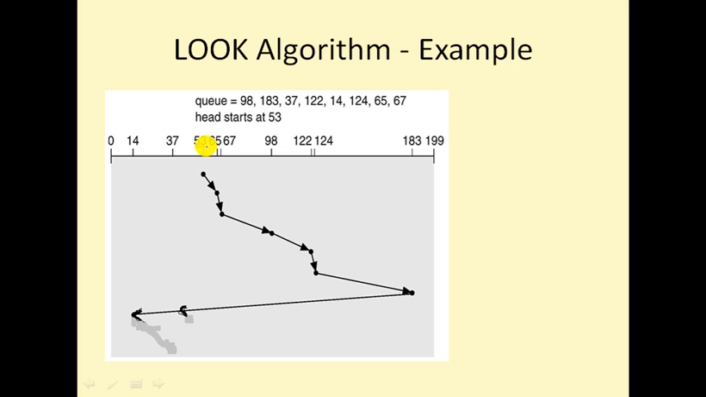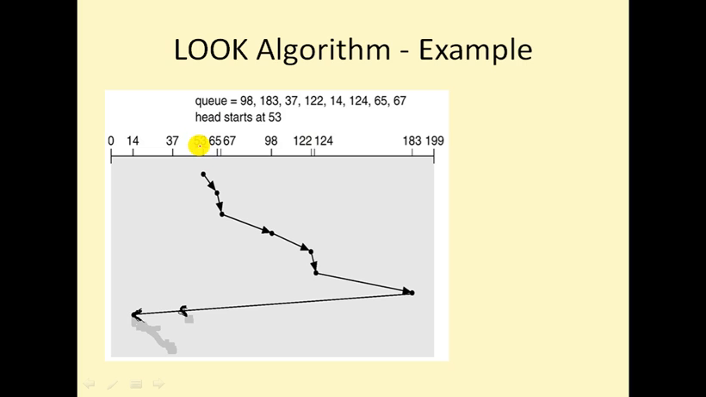So we are at position 53. Based on the Look algorithm, what does it do? It takes one direction. In this example I am taking the right hand direction. Here, right side or left side is not the point. We are taking the direction towards the maximum value or the minimum value. Here I am taking the maximum value direction. The maximum value is 183. From 53 I am taking the greater track numbers available, and I am moving the head in that direction only.